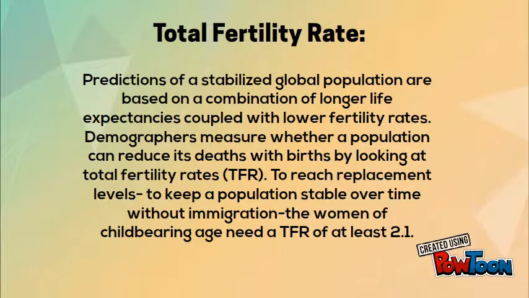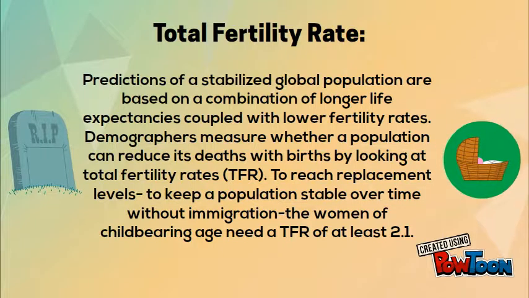Demographers measure whether a population can replace its deaths with births by looking at total fertility rates, or TFRs. To reach replacement levels, the women of childbearing age need a TFR of at least 2.1.